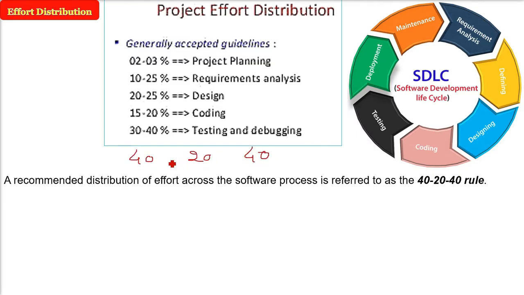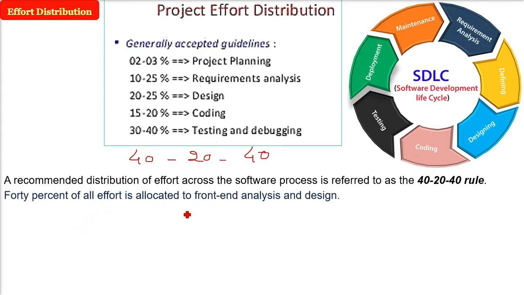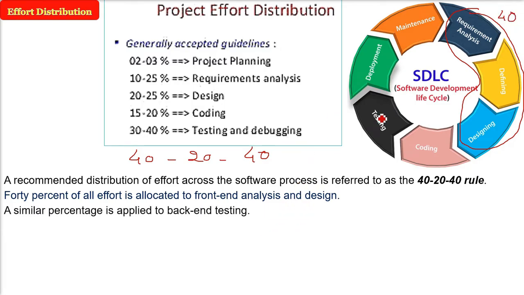What does it mean? It means the first part, that is the front end part, that is the analysis and design part. Once you get the requirements, you have to do the requirement analysis and the design part, which is going to take 40% of the effort. Similarly, 40% will be given to the back end part, that is the testing and debugging part. Coding will take around 20% of the effort. So this is 40, 20, 40.